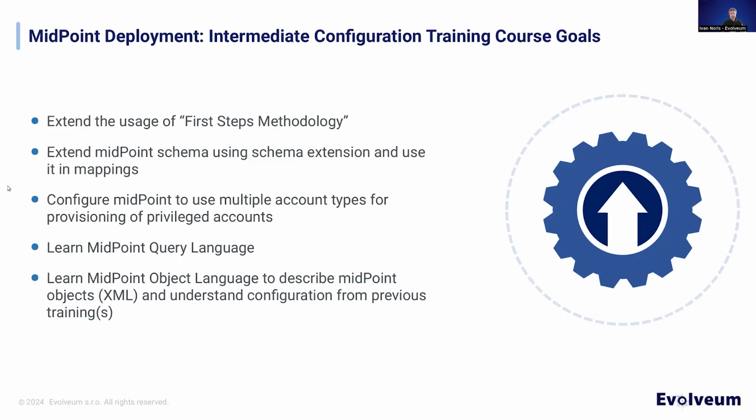What are the main goals? The main goals of intermediate training are to extend the usage of first steps methodology. In this training, you will extend MidPoint schema using schema extension, and you will use the schema extension properties in mappings. You will also learn how to configure MidPoint to use multiple account types for provisioning of, for example, privileged accounts. You will learn MidPoint query language, which you probably have already seen, but this is a great place to also make yourself, okay, maybe expert in it.